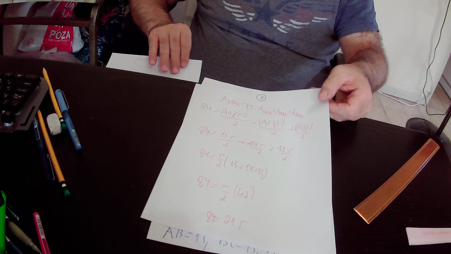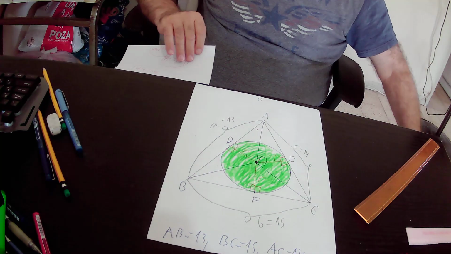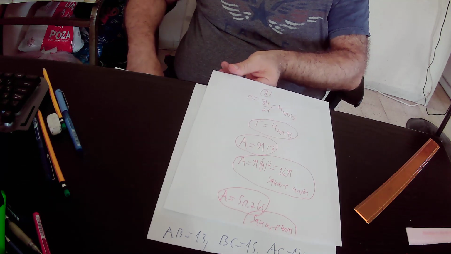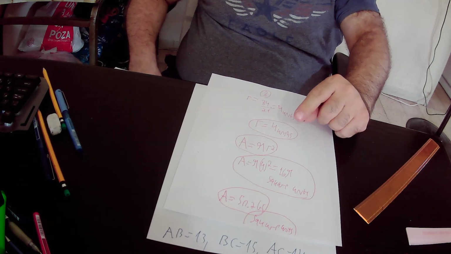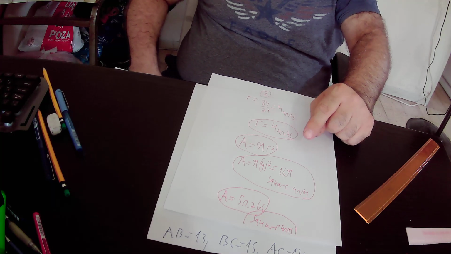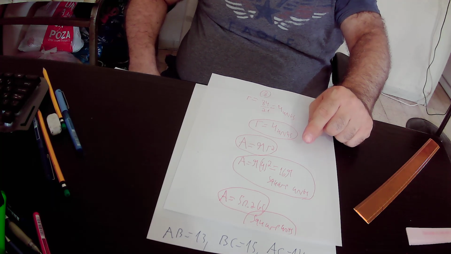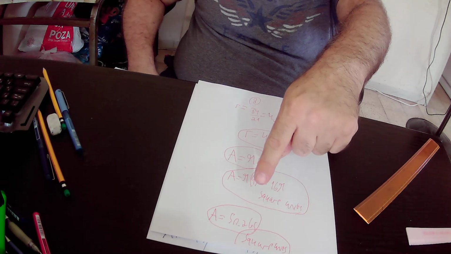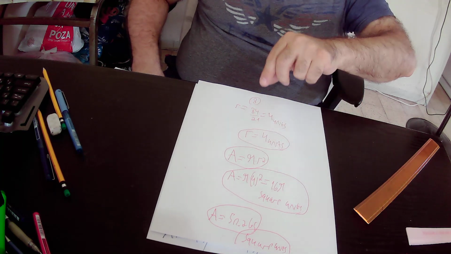and we found out that the radius of the green circle equals 4 units, and the area of any circle equals pi times the radius of the circle squared. R equals 4, so the area of the green circle equals 16 pi square units. So in terms of numbers, the area of the green circle equals 50.265 square units.